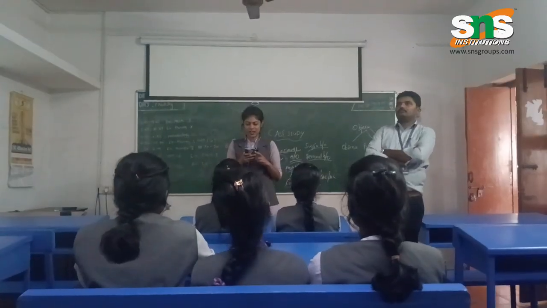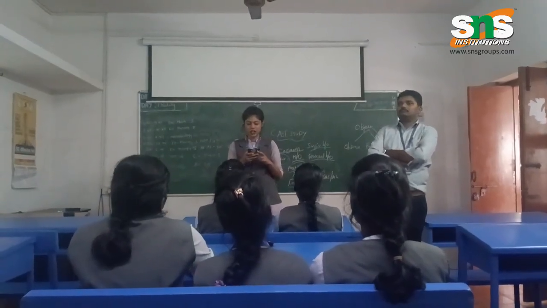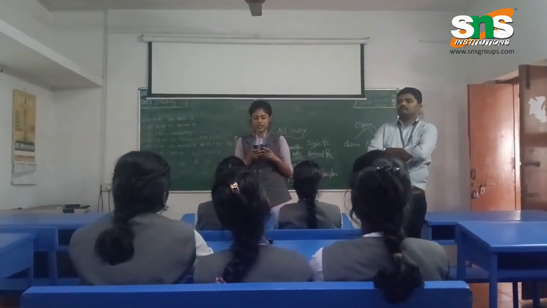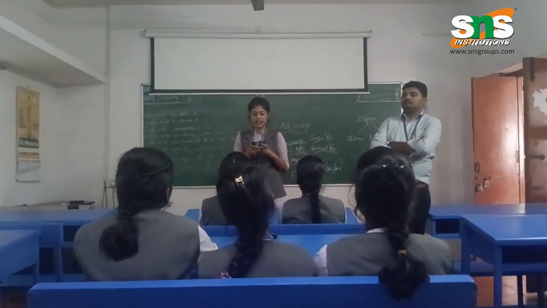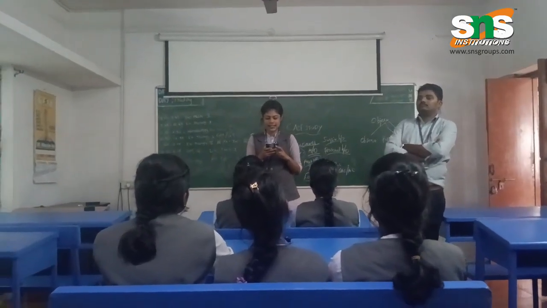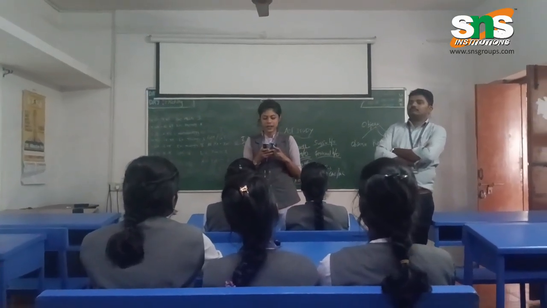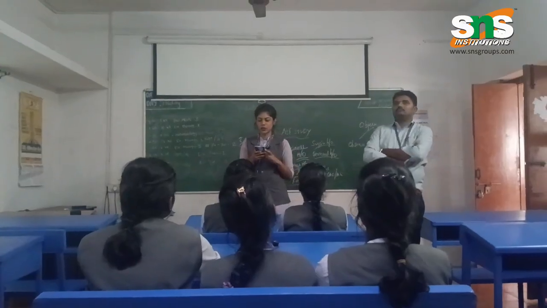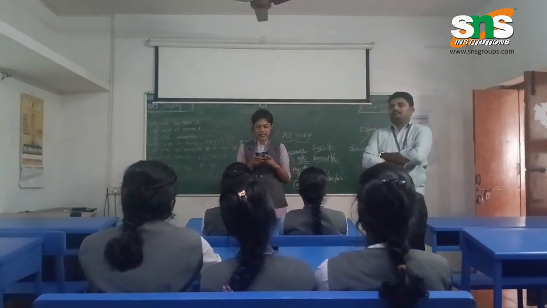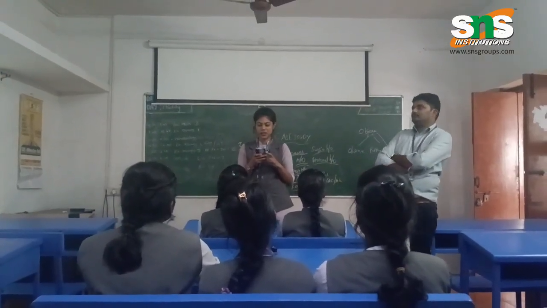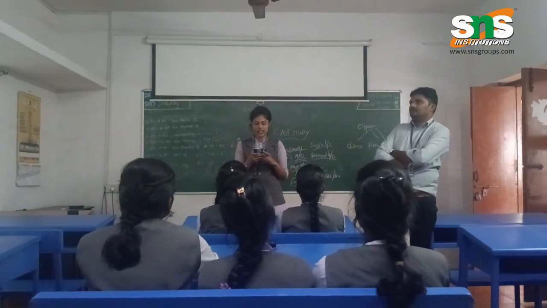Question number 10. In shoulder dislocation, the most commonly injured nerve is option A, ulnar, option B, axillary, option C, radial, option D, musculocutaneous. Yes, correct. Option B, axillary.